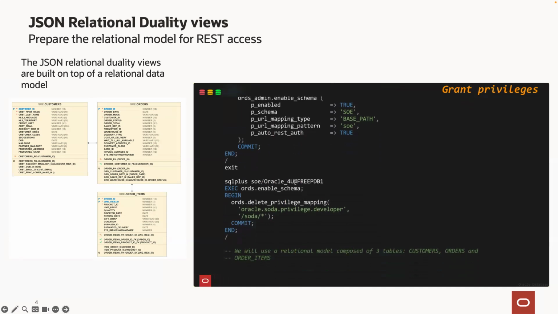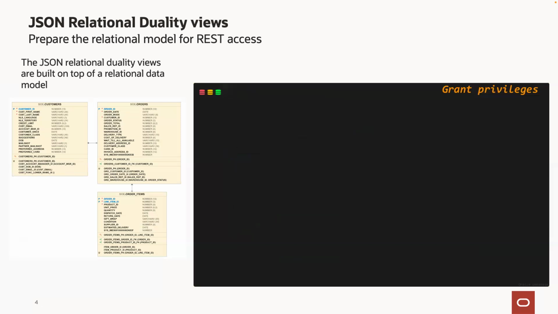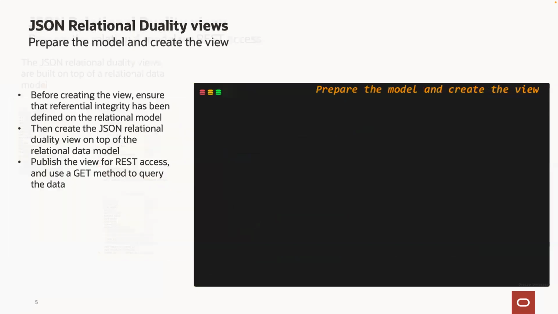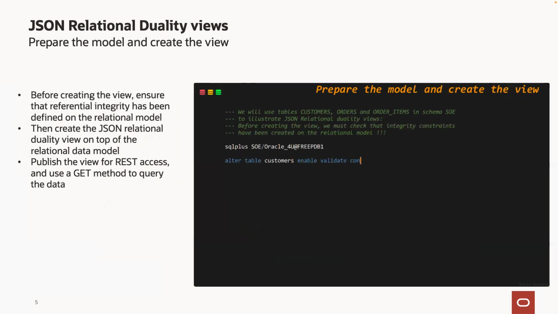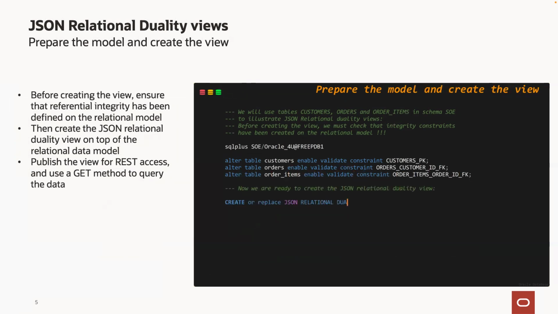For the rest of the demo, I will use a relational model composed of three tables: customers, orders and order items. Before creating the JSON relational duality view, we need to ensure that the mandatory relational constraints have been created on the relational model. Here you can see I connect to the schema with SQL Plus and I enable and validate the foreign key constraint between the three tables I'm going to use.